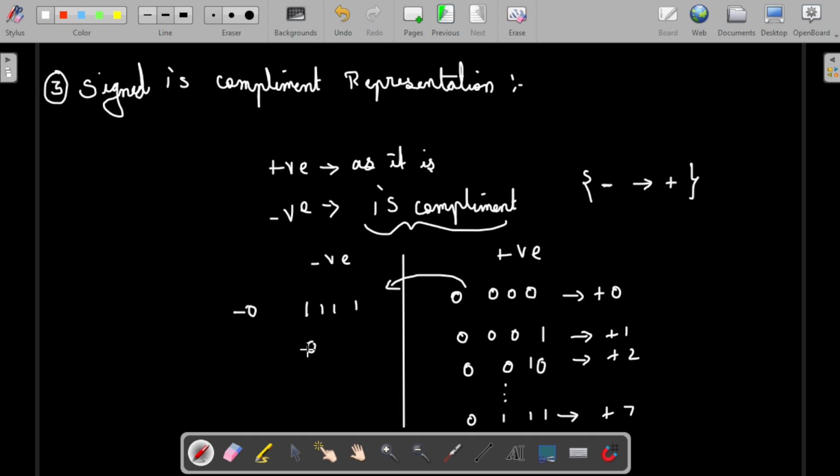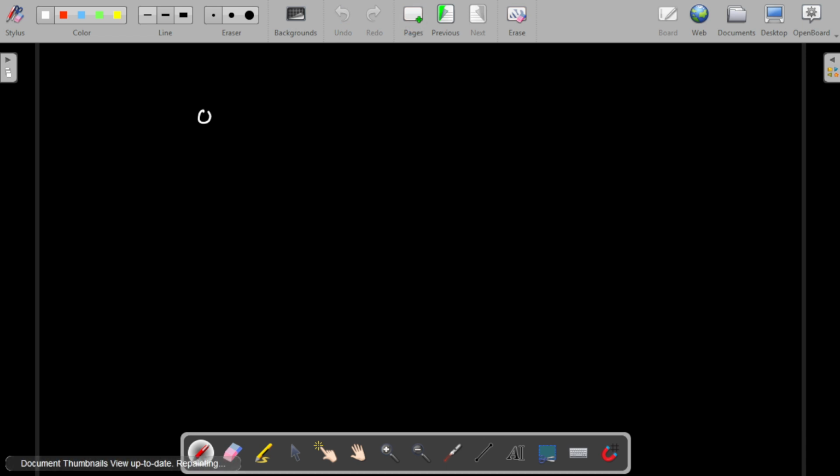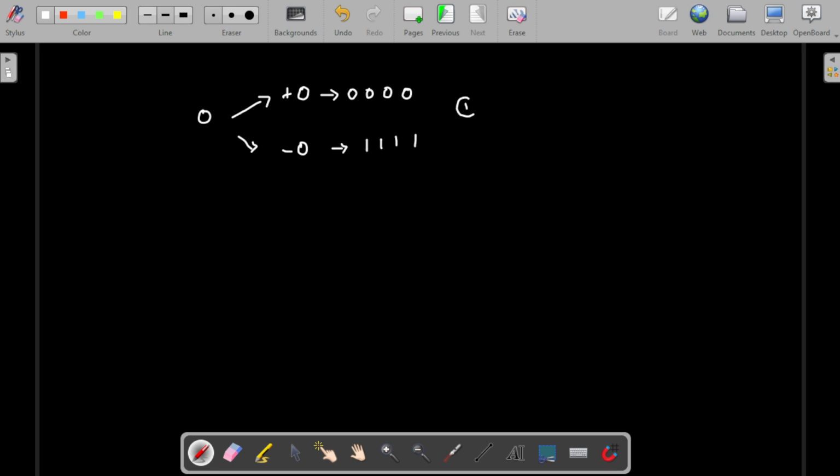If we take 1, 1, 1, 0, then that is minus 1. It is the complement of this. This is 1's complement. If we take this one, 1, 1, 0, 1, this is minus 2. If we follow on, then 1, 0, 0, 0 is minus 7. Here if you see, there are disadvantages. The one thing is that 0 has two values. Positive zero is represented as 0, 0, 0, 0, and minus 0 is represented as the exact opposite, 1, 1, 1, 1. So this is one disadvantage.